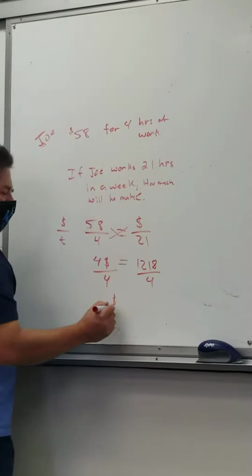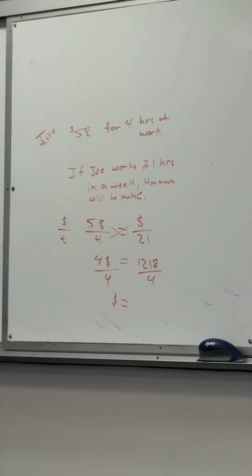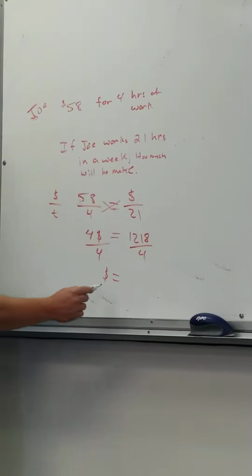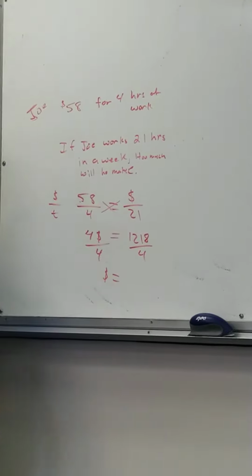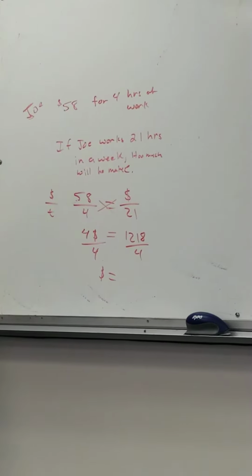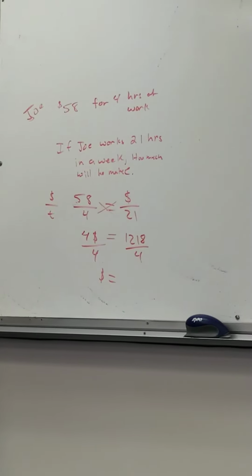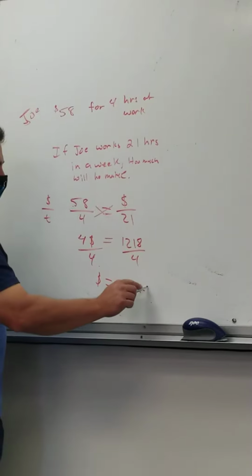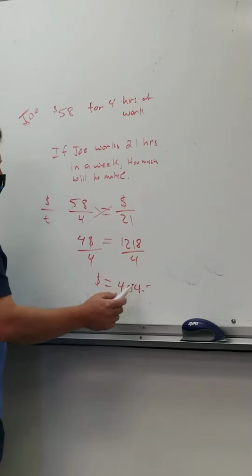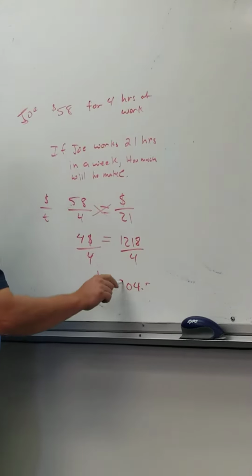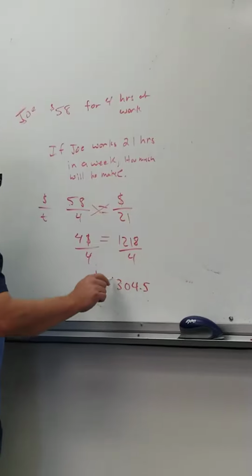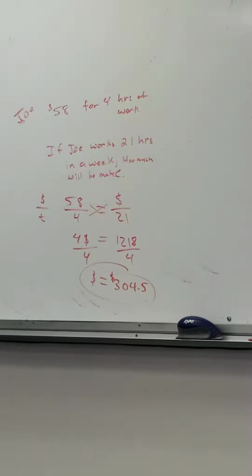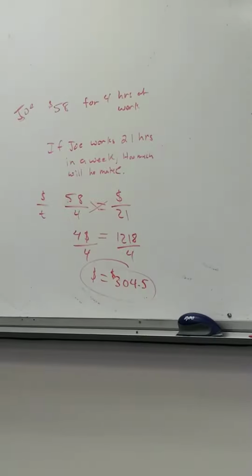Travis, what is that? Oh my gosh, you're killing me, Smalls. 1218 divided by 4. Just 1218 divided by 4. What do you get? 304.5, right? Yeah, it would be 304.5. That's the amount of what? Dollars you're going to make in how many hours? 21 hours.